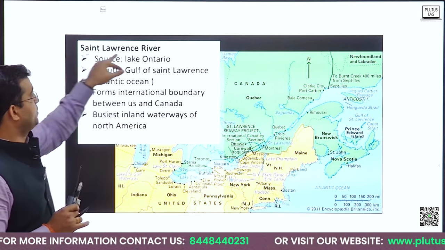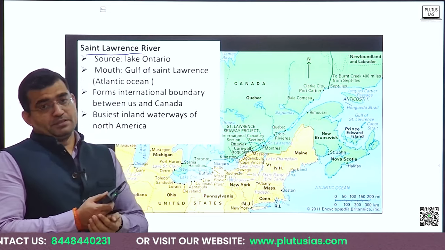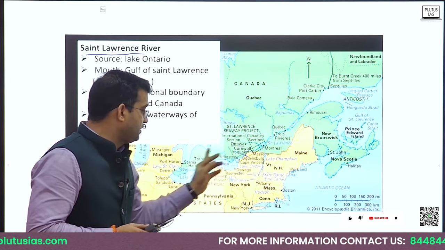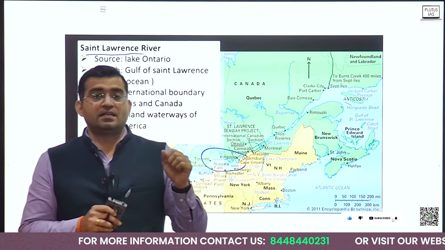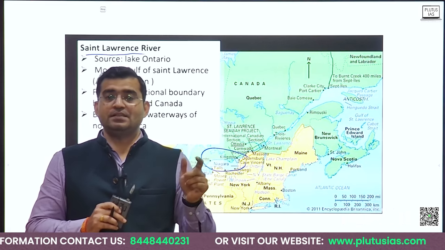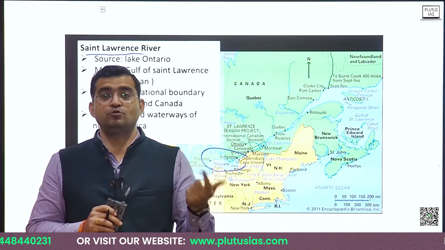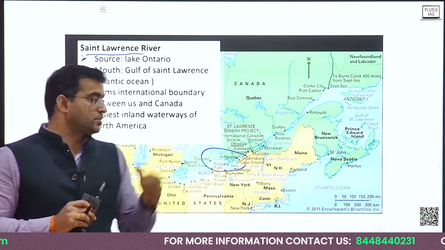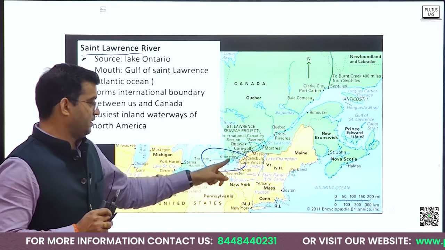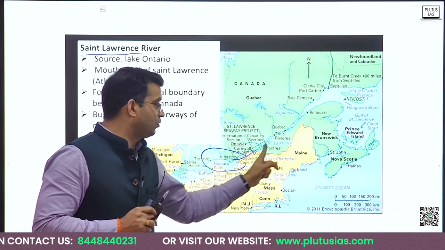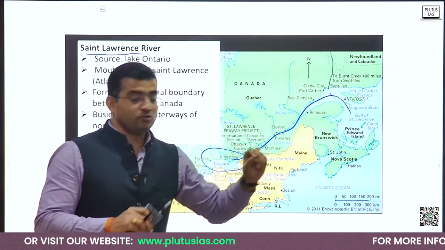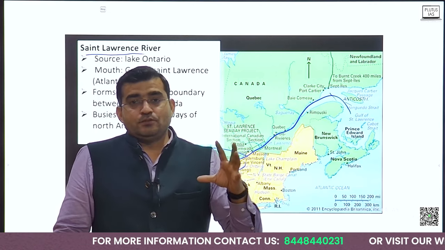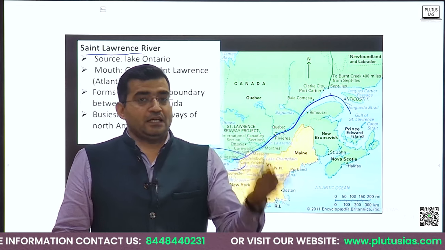Okay, now the St. Lawrence River. You know very well, it is one of the busiest rivers in the world. And here Lake Ontario is there. In America, there are five interconnected lakes: Superior, Huron, Erie, Ontario, and Michigan. Lake Ontario gives birth to a river called the St. Lawrence River. And you know very well, the St. Lawrence River has played a very vital role in the development of America and Canada.